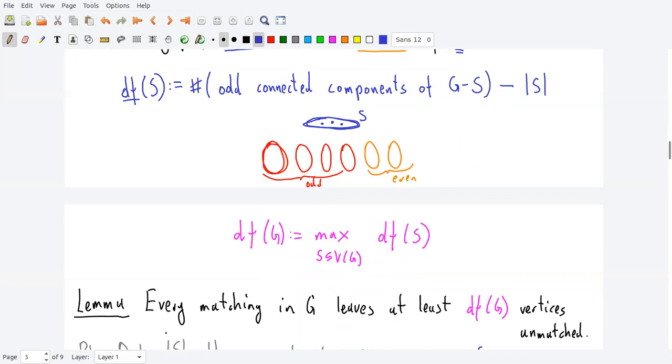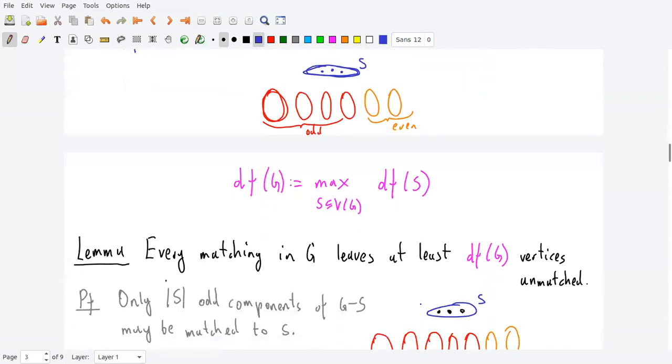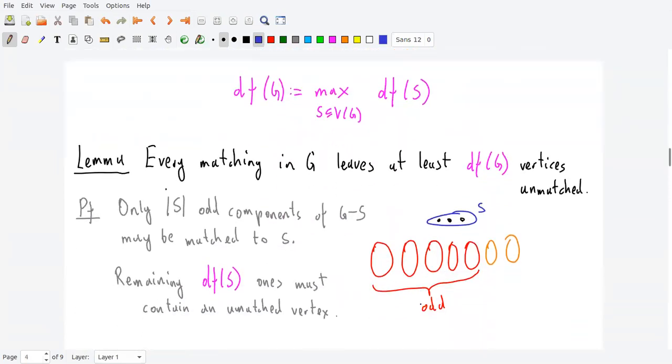I claim that every matching in G must leave at least the deficit of G vertices unmatched. So the deficit of a graph is a lower bound on how many vertices must be left unmatched in any matching. Yeah, and the proof is as follows. Suppose I've got here the set S, and this set S is the set that has the maximum possible deficit. And here I've got the odd components, and here I've got the even components.